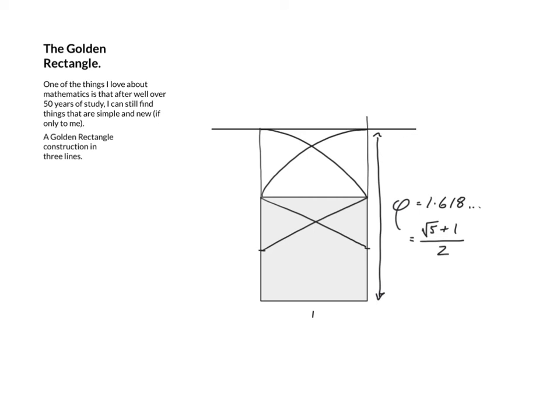Because if you look carefully, this length is a half and this length is √5 over 2 because of the length of this diagonal by Pythagoras.